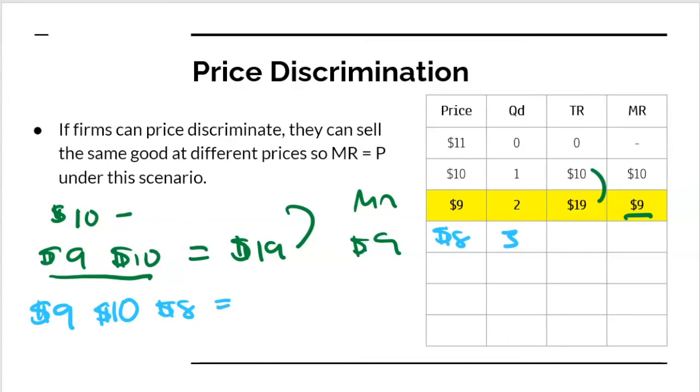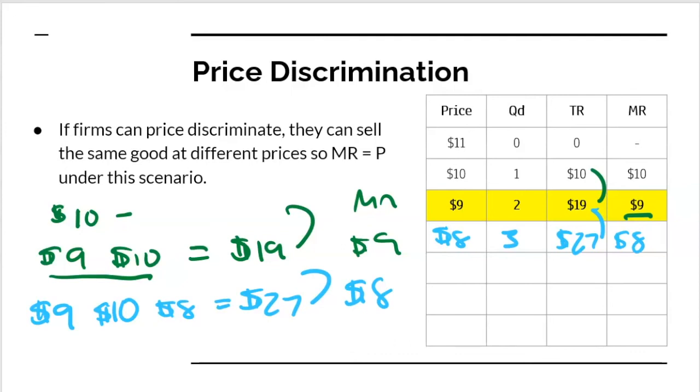So that makes our total revenue what? If you said $27, you are correct. So our $27 is our total revenue. And so our marginal revenue, remember, is the difference between 19 and 27, which gets us to $8 here.